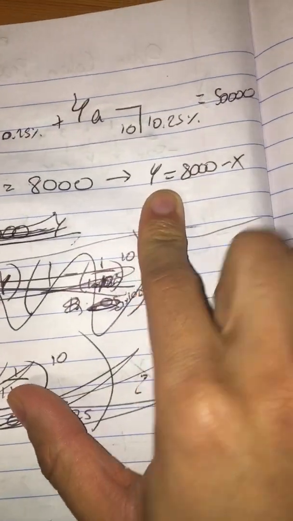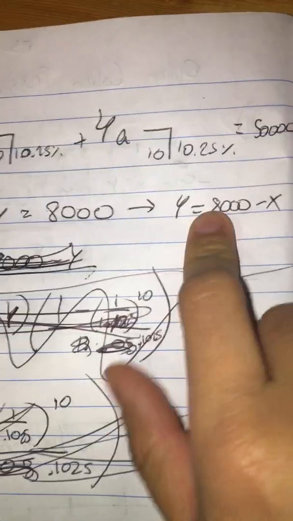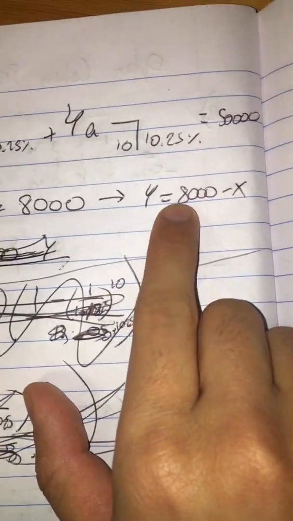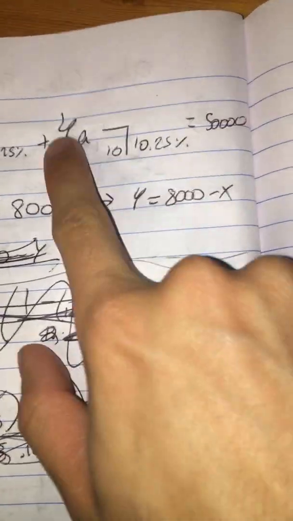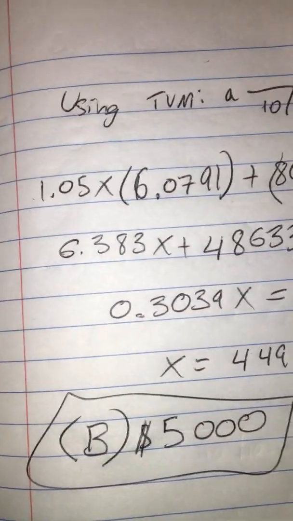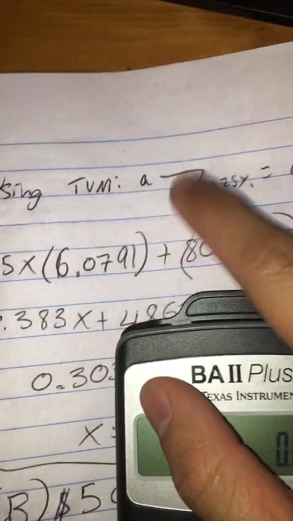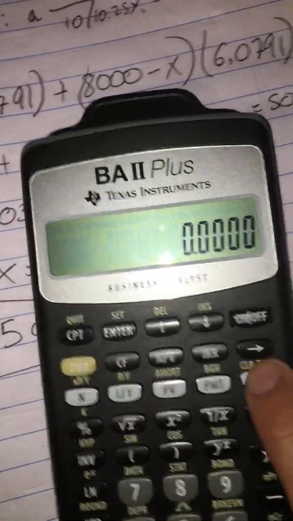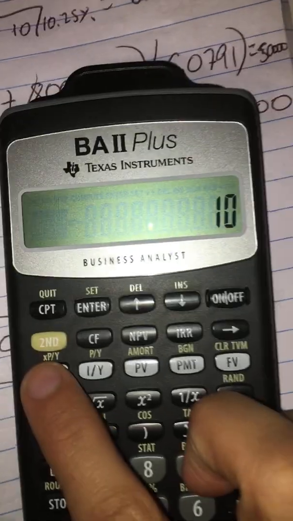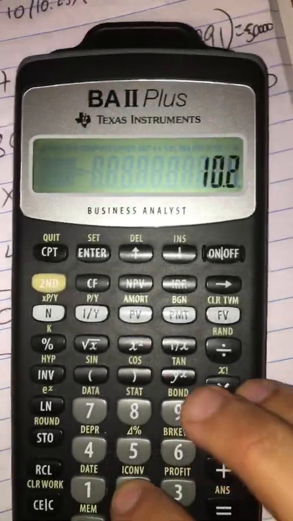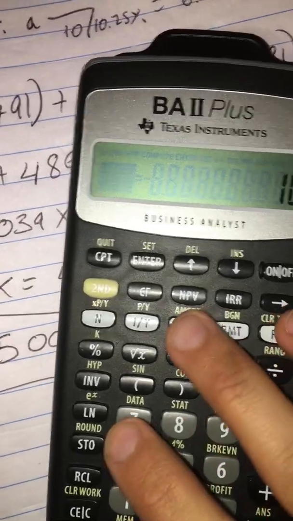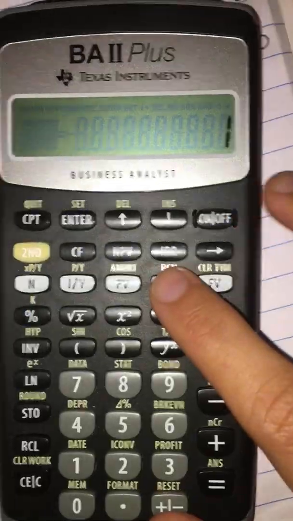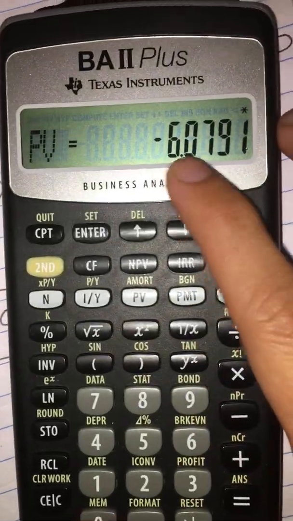We could solve for Y to equal 8,000 minus X. And then going back to this equation, we plug in 8,000 minus X for Y here. So using the TVM keys, we can solve for a-angle-10 at 10.25%. So just do that here, clear TVM. N is equal to 10, I is 10.25%, payments of 1, and then present value would be 6.0791, which is what we have there. And then plug that in for this.